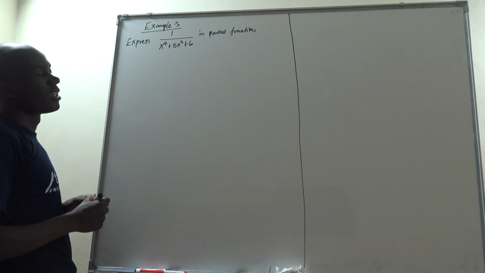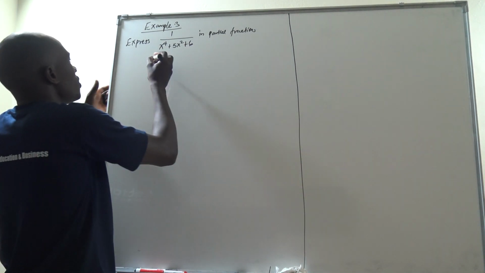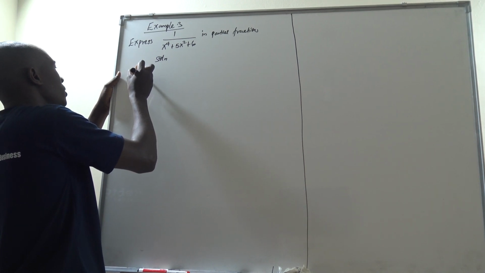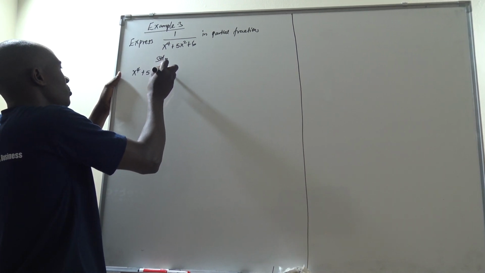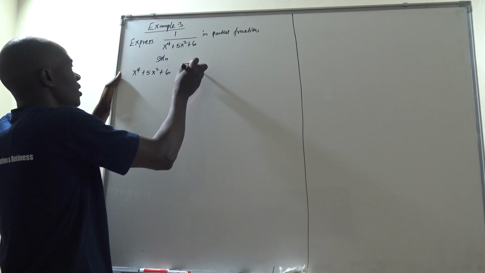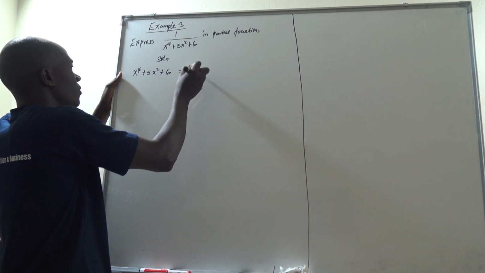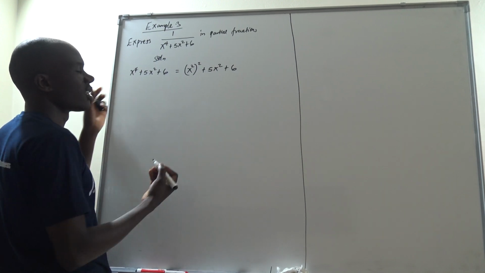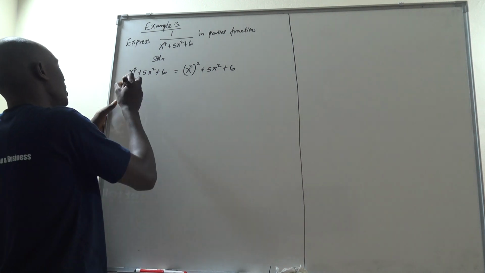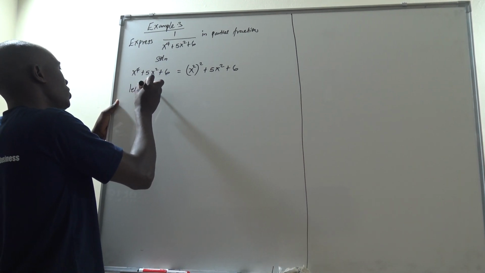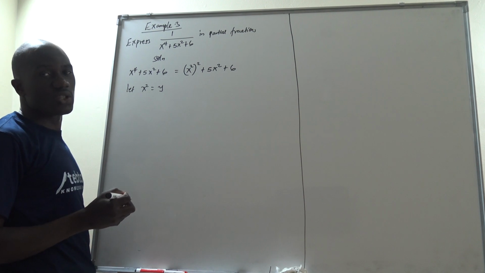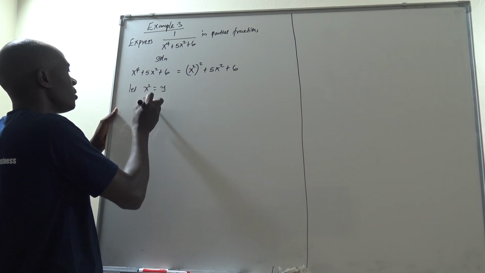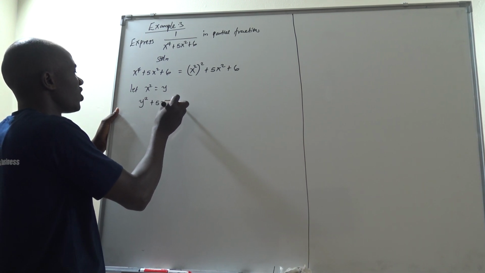Now you can see what is common here, we're going to first factorize this and see if it can be factorized. Solution: x power 4 plus 5x squared plus 6 is the same as x squared, the whole of it squared, plus 5x squared plus 6. Now you can see that x squared is common. I will say let x squared equals y. So where I see x squared, I'm going to put a y. So this is going to become y squared plus 5y plus 6.